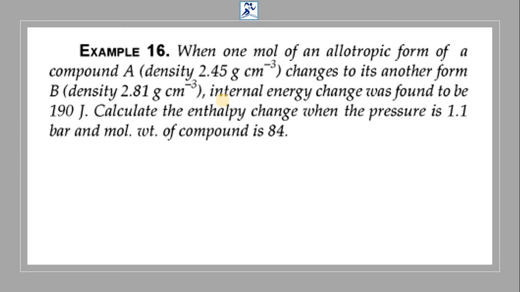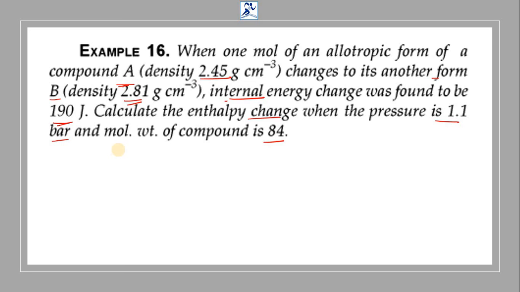Next question. When 1 mole of an allotropic form of a compound A, density given to us, that is 2.45 grams per centimeter cube, changes to another form B, whose density is 2.81 grams per centimeter cube. So there is an allotropic modification taken place. Internal energy change is given as 190 joules. Asking us to find the enthalpy change when the pressure is 1.1 bar and the molecular weight of the compound is 84.